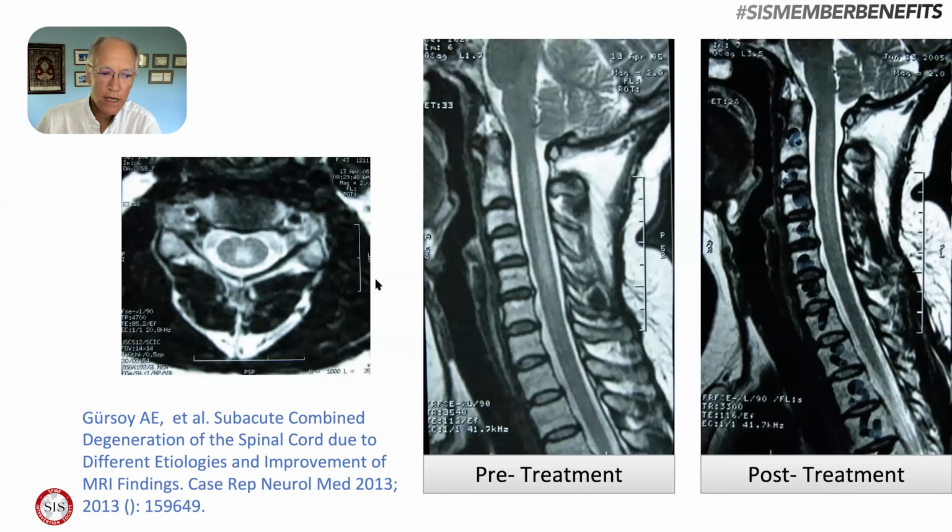And a final case example from the literature. Here, it's not so discretely in the dorsal columns. It's a little more centric in the cord, patchy T2 hyperintensity over multiple segments, which resolves after therapy.